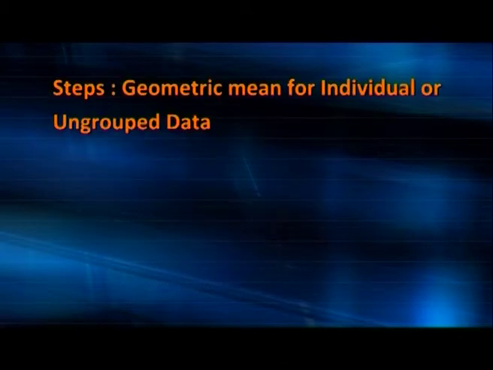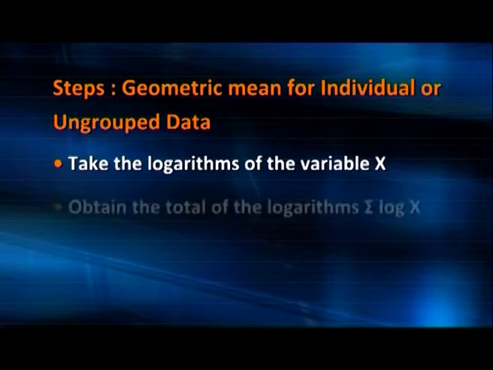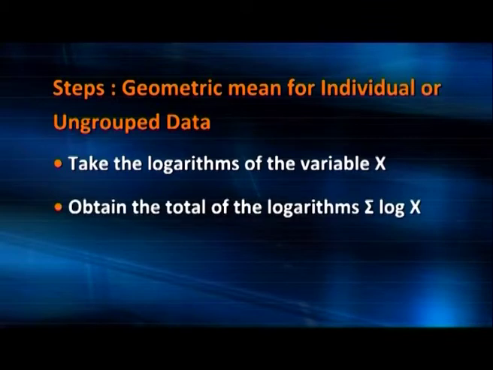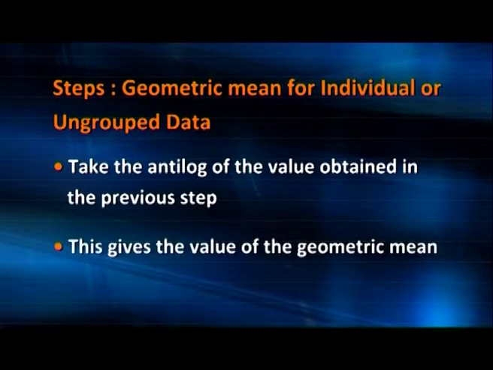Here is a look at the steps in the calculation of geometric mean for individual or ungrouped data. Take the logarithms of the variables x. Obtain the total of the logarithm sigma of log x. Divide sigma of log x by n. Take the antilog of the value obtained in the previous step. This gives the value of the geometric mean. Let us take a few examples to understand the computation of geometric mean in an individual series.